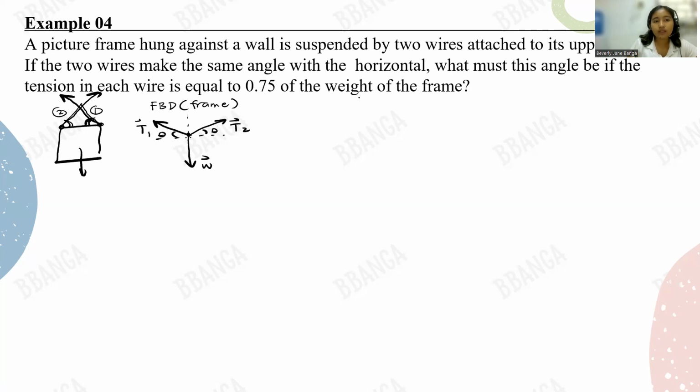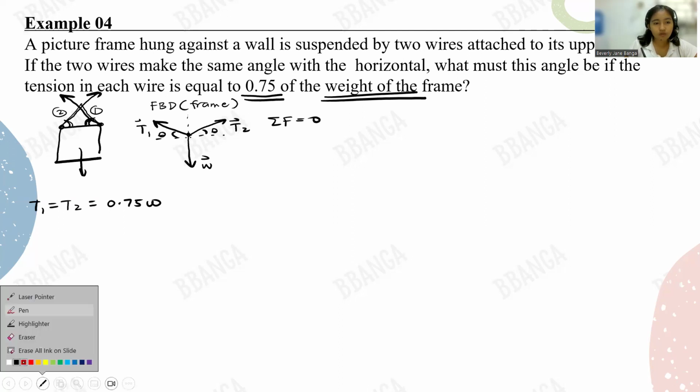Now, yung T1 and T2 daw natin ay parehong 0.75 of the weight of the frame. So, which means that T1 is equal to T2 is equal to 0.75 the weight. So, after natin ma-determine yung FBD natin, the next step is to identify if the system is accelerating. So, obviously, the system is at rest. So, the net force is just 0. So, next na ay yung summation of forces.